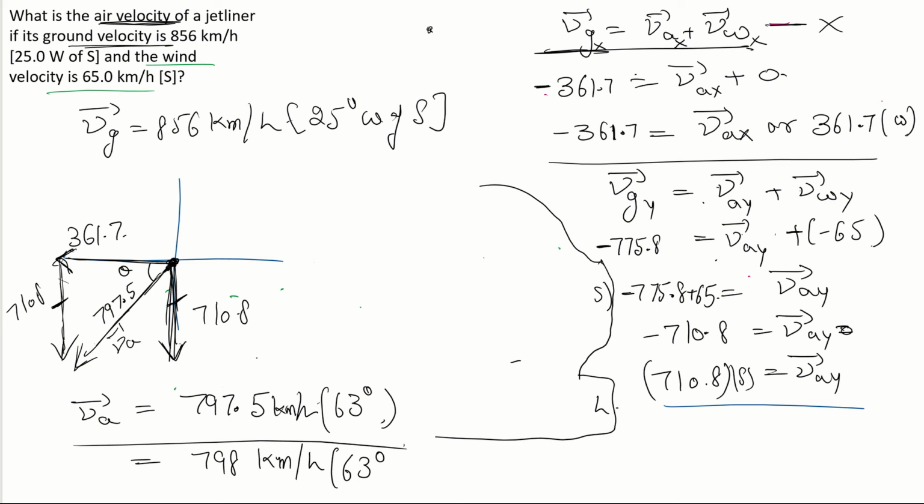No, this is south of west. So the angle given to us is south of west, and you can also write it as 798 kilometers per hour at an angle. 90 minus 63 is 27 degrees west of south. So both answers are correct.